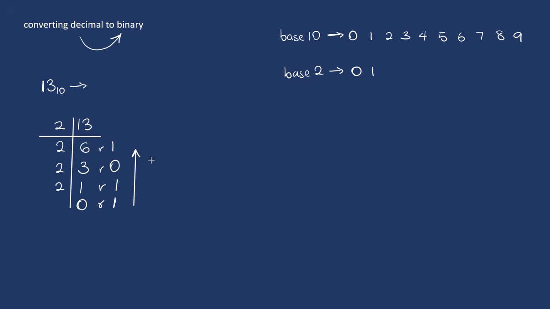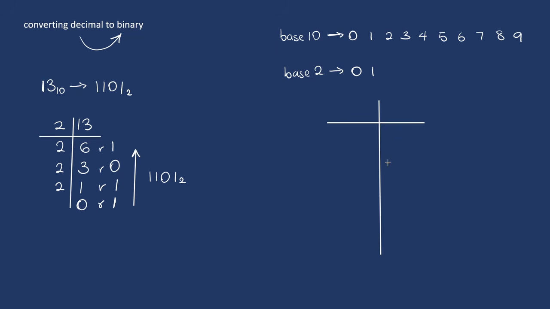So if we count this up from the bottom up, that's going to be 1, 1, 0, 1, base 2. So 13 in base 10 is 1, 1, 0, 1 in base 2. Okay, so let's do a bigger number and see how that sort of scales up.